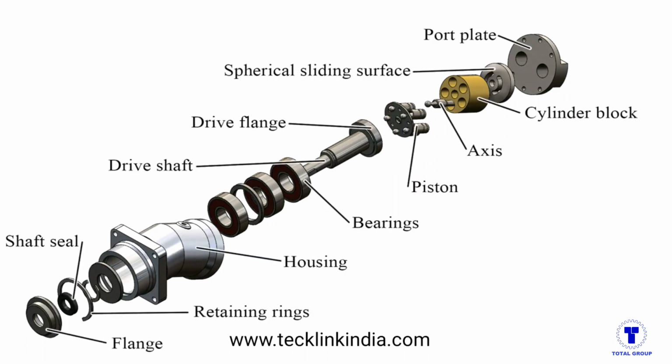Most bent axis piston pumps consist of a few basic components: port plate, spherical sliding surface, drive flange, drive shaft, shaft seal, flange, retaining rings, housing, bearing, piston, axis, cylinder block.